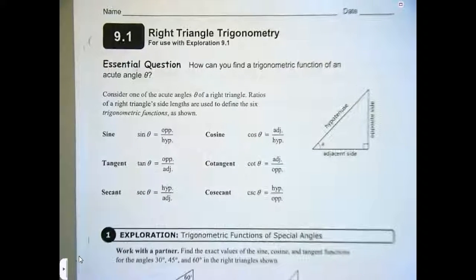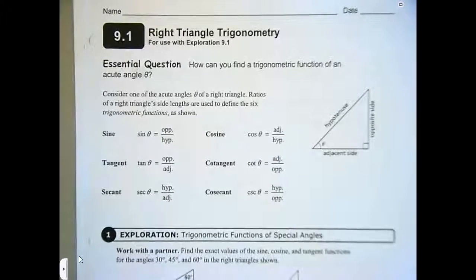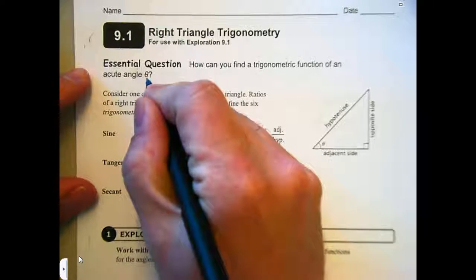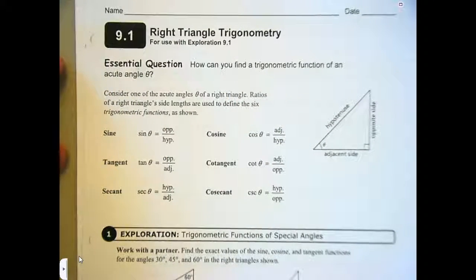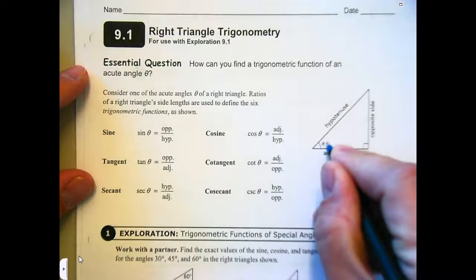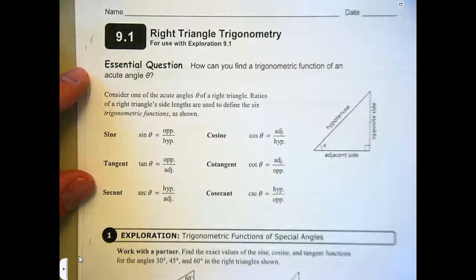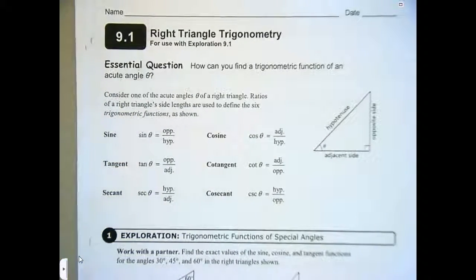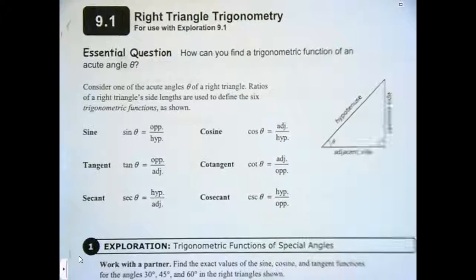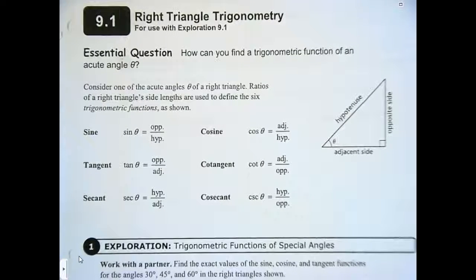So, how can you find the trig function of an acute angle theta? Well, first thing, you better know what this is. Theta just happens to be another way of saying angle. Like in the past, you've just called it angle x, like you used a variable. We now call it theta. It's Greek, and we use the symbol theta.